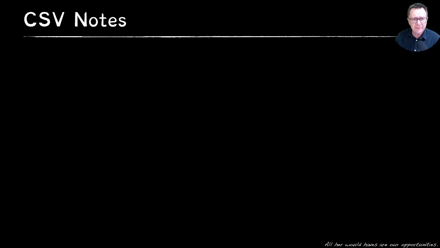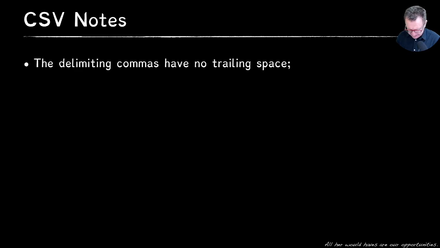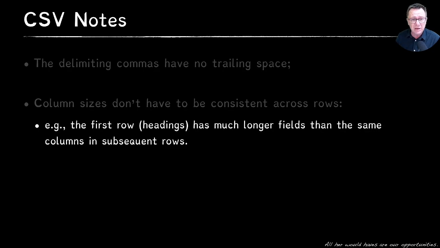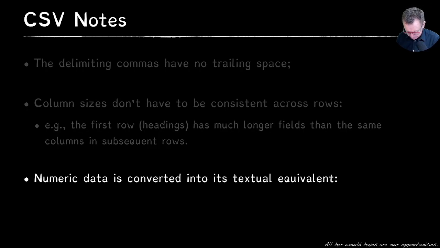What are some notes we have to look at when we start to think of things? So delimiting commas don't have any trailing spaces. Column sizes don't have to be consistent across the rows, which is really nice. We can have them wider and narrower in that sense. So you saw that in our example where we had the name of places, the region or something, and then we just had smaller values. So we're able to do that when we're dealing with CSV files.